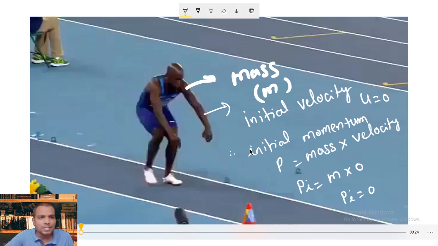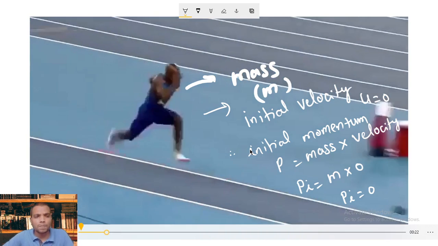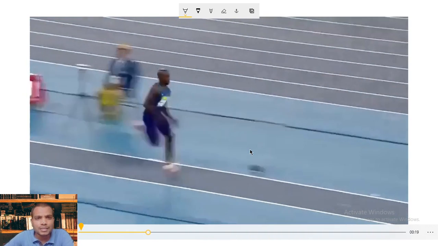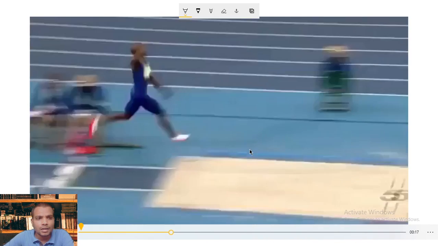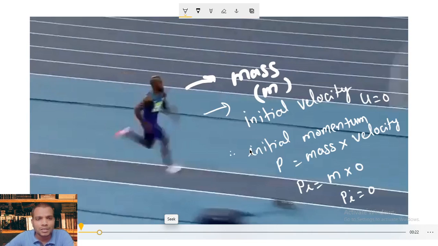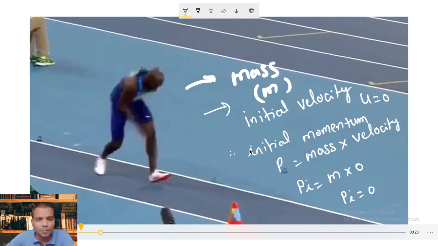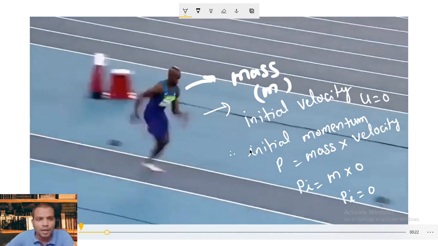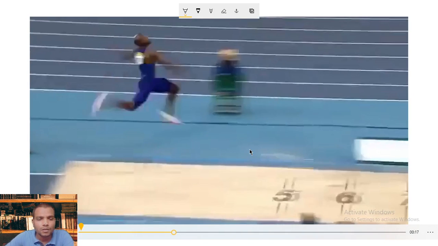Till now he did not start, now he started. Now he is starting and he is running fast, and here he is in the air. This is the initial case. Now if I play it here, I would like to catch the right situation. Now here you can observe.